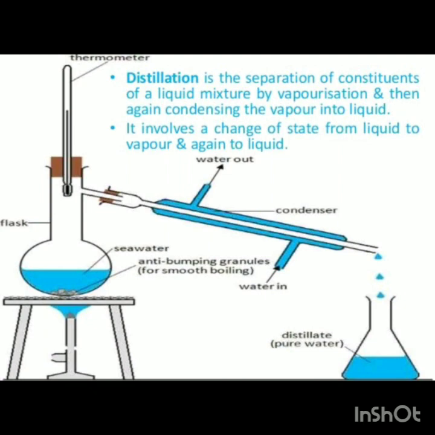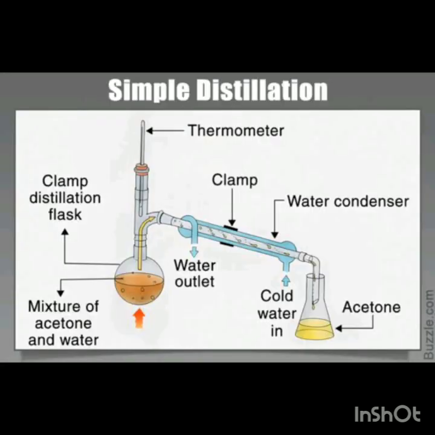Basically, when we talk about distillation, it's a process of heating the liquid to form vapors, and then these vapors are allowed to cool down to get back liquid. Mainly, this technique of distillation depends upon the boiling points of two miscible liquids which are taken as a mixture. We will be learning two types of distillation here, that is simple distillation and fractional distillation.